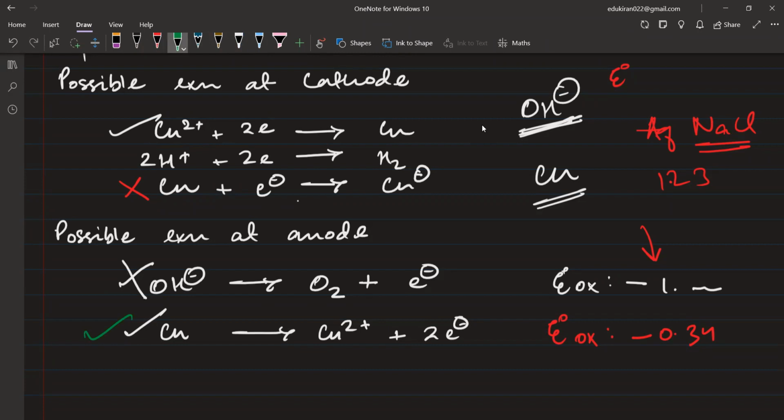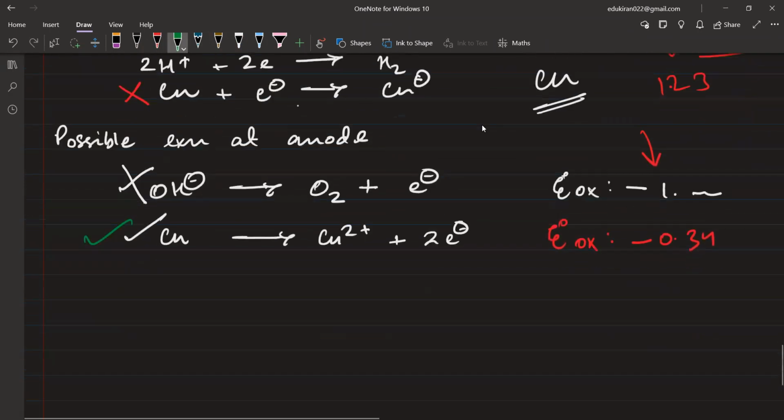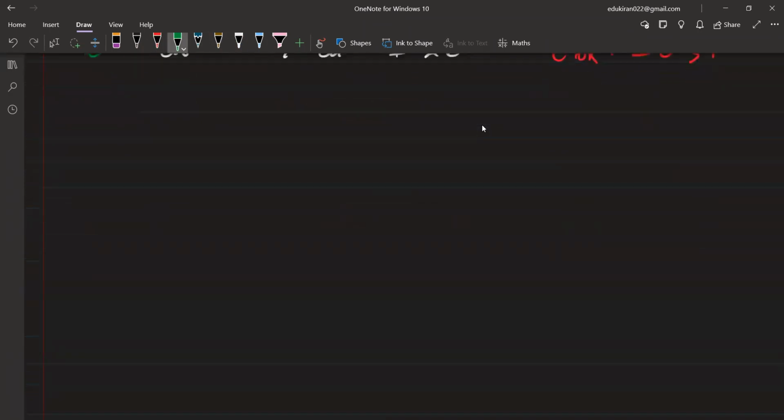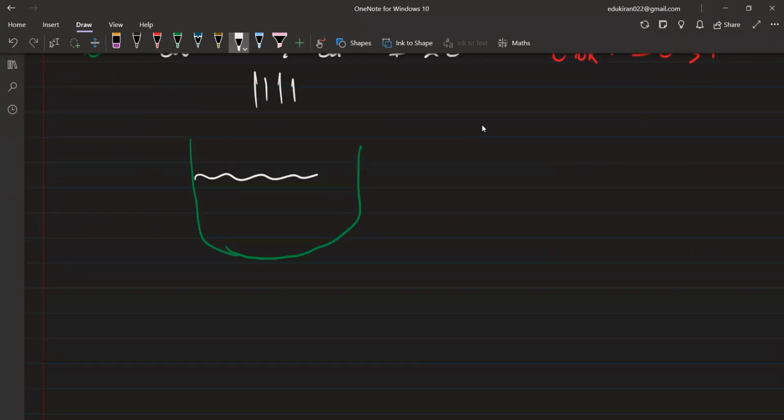Now a very beautiful thing happens in the electrolytic cell when we have an active electrode. So let us see here. And here we are going to have positive, negative, positive, negative. There is water here. So we have positive and we have negative.